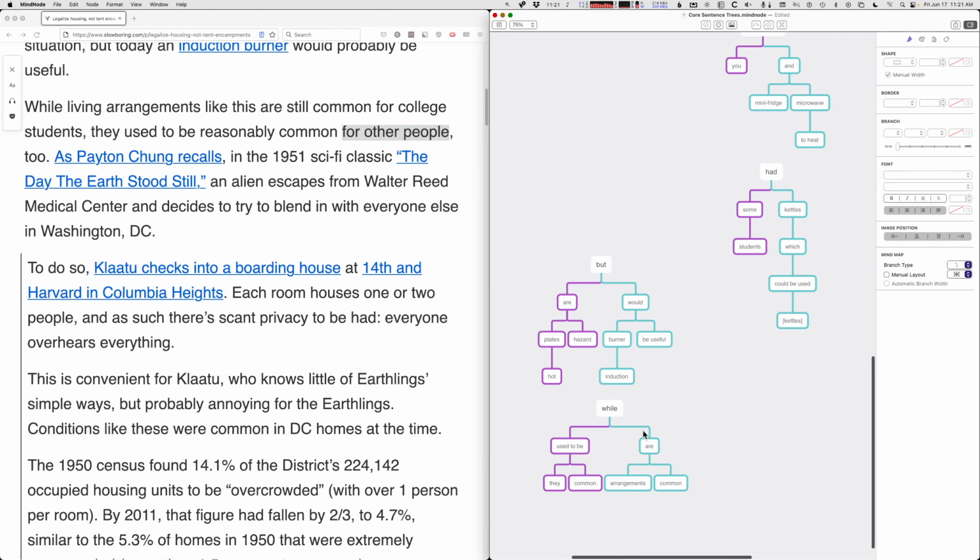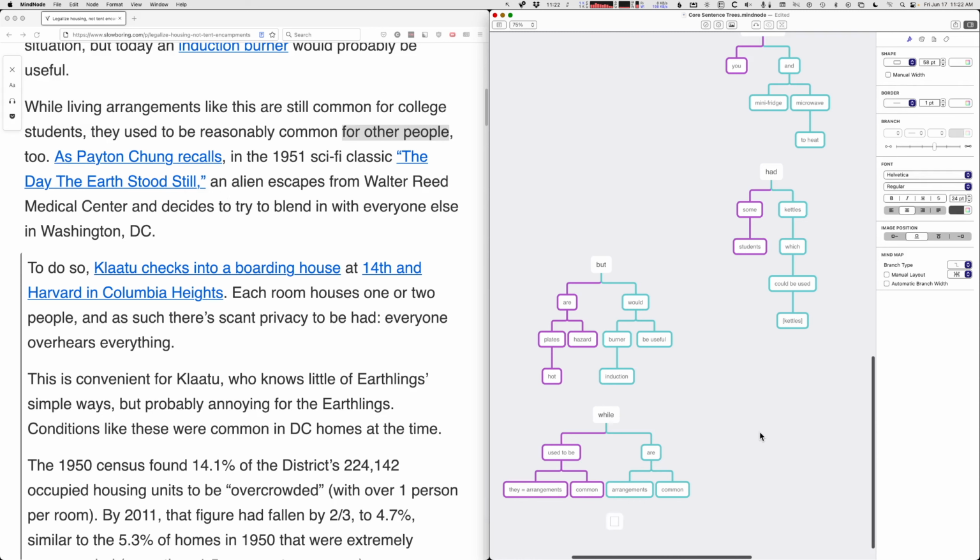You can see the main grammatical structure here is this while conjunction with two clauses. We have the used to be clause and the are clause. By the way, they right here equals arrangements. So it is arrangements used to be common and arrangements are common. Those are the two clauses. You can see the parallelism pretty well.